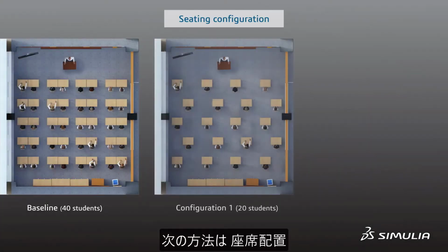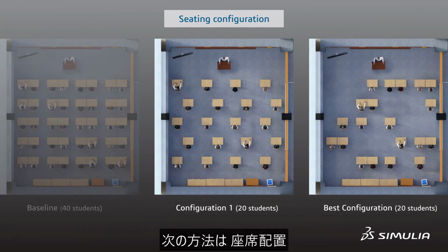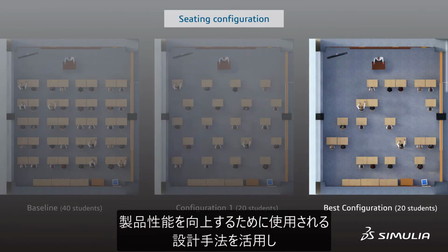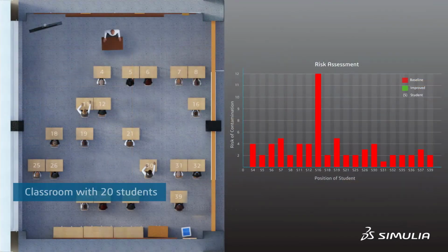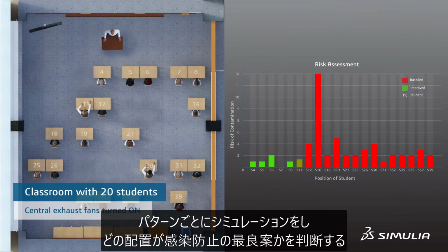Another strategy is through seating arrangements. By using engineering methods typically used to improve performance and behavior of products, it's possible to automatically create numerous classroom layouts, and then test those configurations to determine which ones provide the best possible situation to prevent students from potentially contaminating each other.